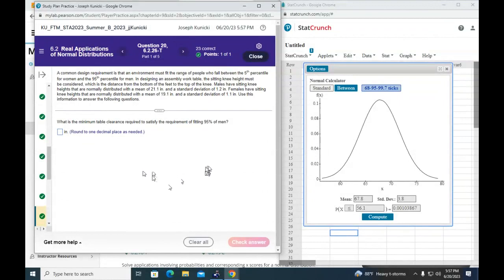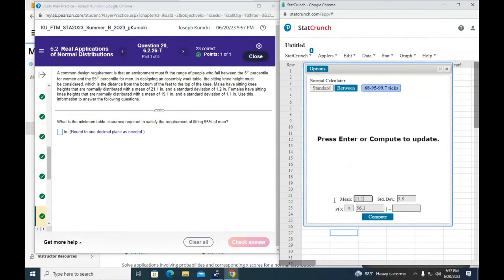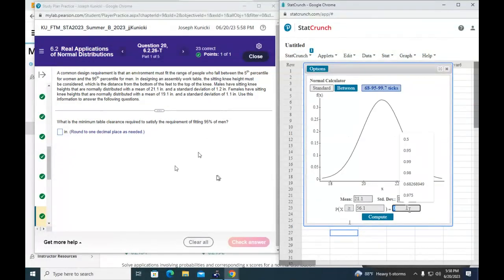Males have a sitting knee height normally distributed with mean 21.1 and a standard deviation of 1.2. Females have a sitting knee height of 19.1 and a standard deviation of 1.1. What is the minimum table clearance required to satisfy fitting 95% of the men? So we want X greater than some number to be 95%.